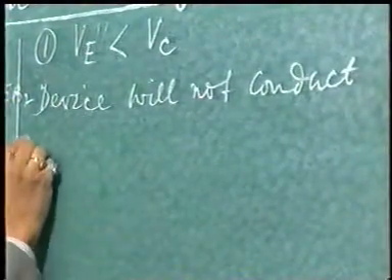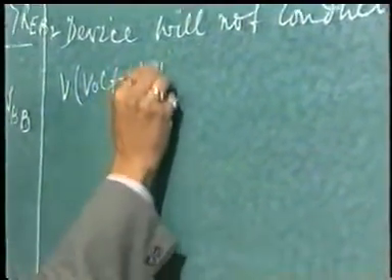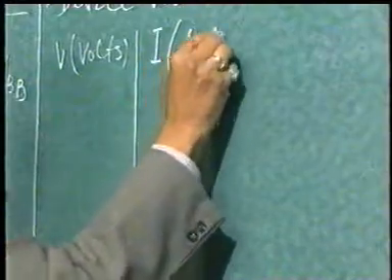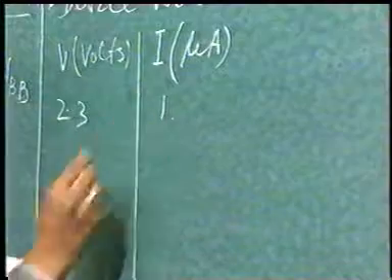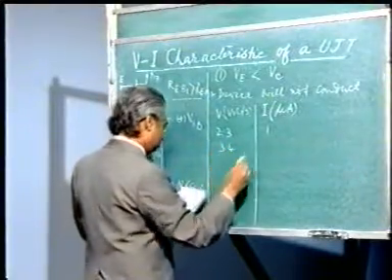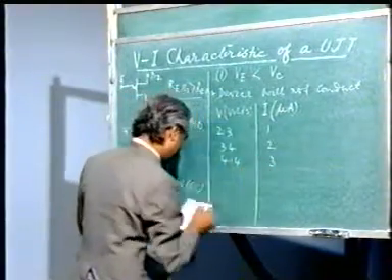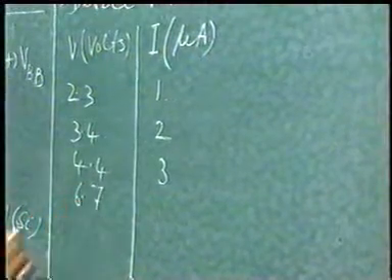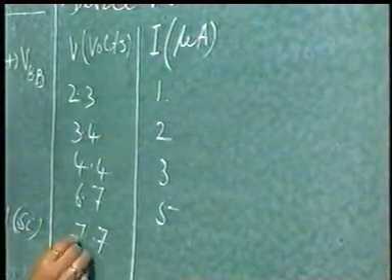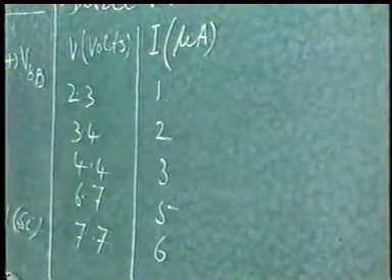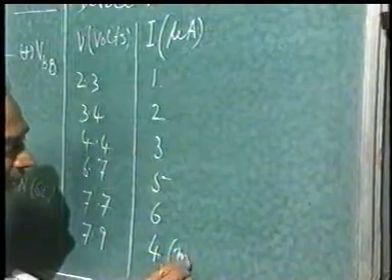So the values are V in volts and I in microampere. I will write it down. 2.3 is 1, 3.4 is 2, 4.4 is 3, 6.7 volts 5 microampere, 7.7 was 6 microamperes, and at 7.9 volts it was 4 milliampere.